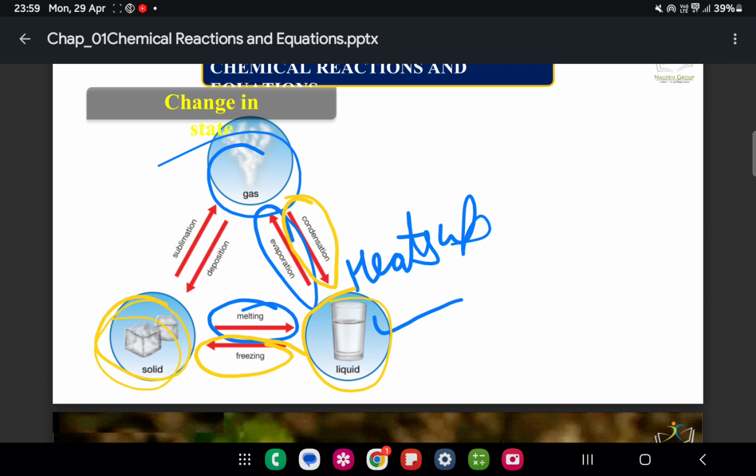Then another thing is that when a solid undergoes sublimation, it will be converted into a gas. Deposition we will tell when gas is condensed, we have to give pressure, then it will convert into a solid, gas will convert to solid. I hope you understood this concept, change in state.